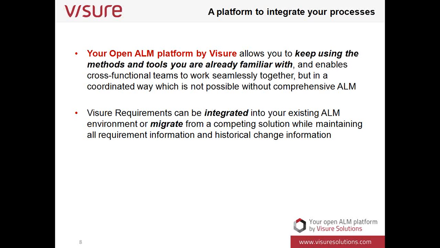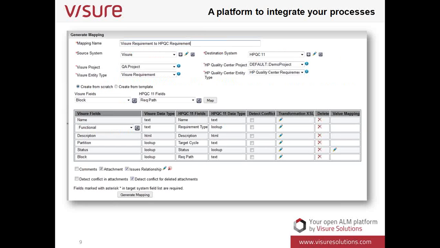This platform can be used for integrating tools, but also for exchanging data and migrating from a third-party solution. The Open ALM platform by Visure is fully configurable in terms of data flow direction between tools, allowing bidirectional integrations, custom mapping of attributes, relationships, attachments, and other features, so that it adapts to your specific processes.